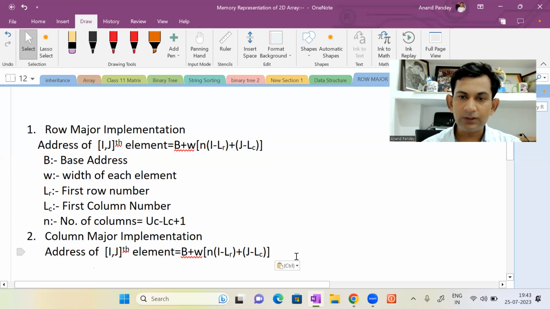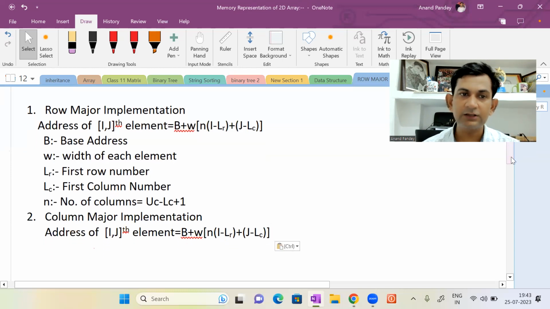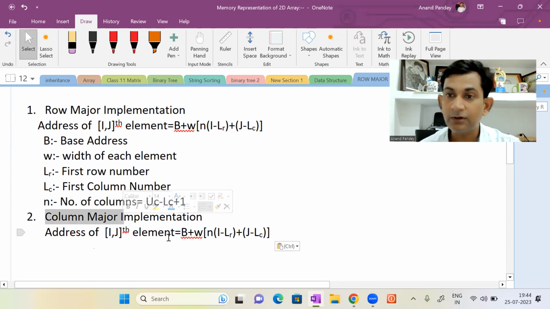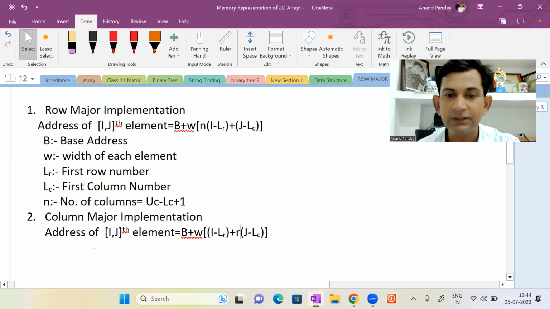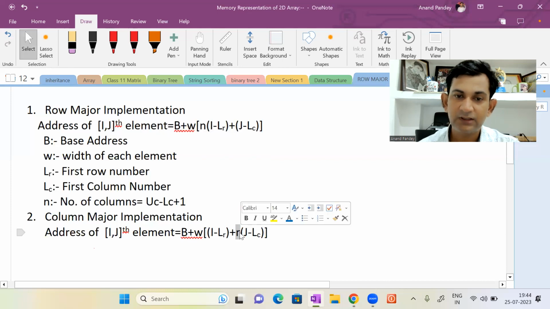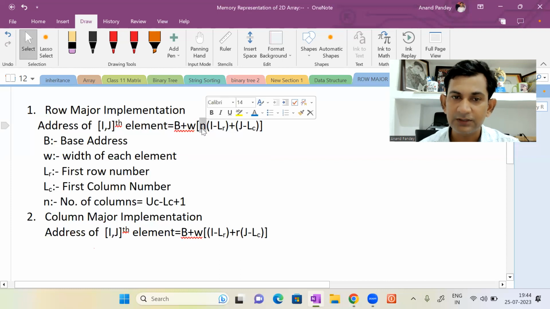In case of row major implementation, we require the number of columns. In case of column major implementation, we require the number of rows. In row major we require columns, in column major we require the number of rows. So here, this n is for the number of rows. Instead of n, we will write r, where r is the number of rows. Only this is the difference. In case of row major implementation, we are writing the number of columns here, that is n.